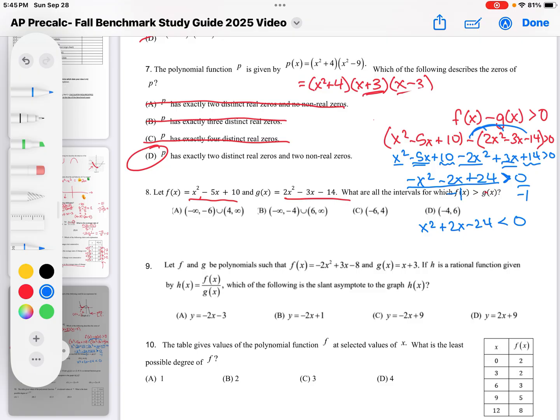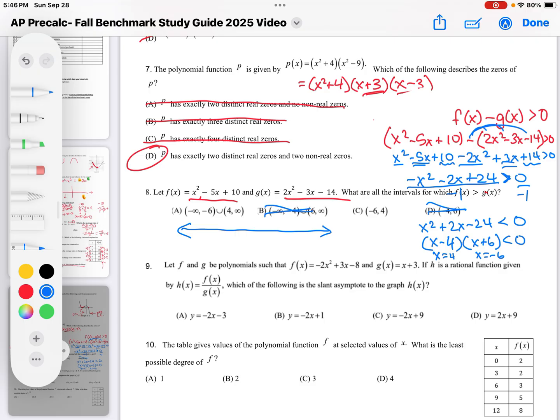Then to put this on my number line, I'm going to factor this and figure out my numbers. Two numbers that multiply to -24 but add to 2 will be x minus 4 and x plus 6. So my numbers that go on the number line are x equals 4 and x equals -6. Since I know those are the numbers, I can eliminate D and B as answer choices.